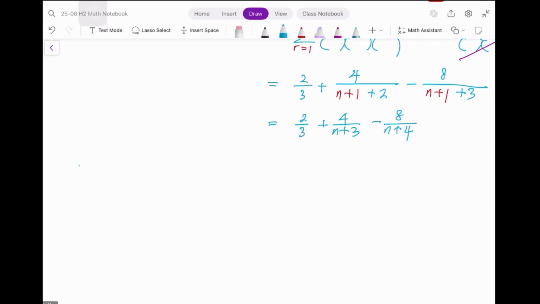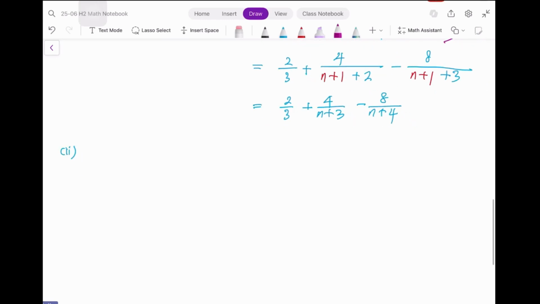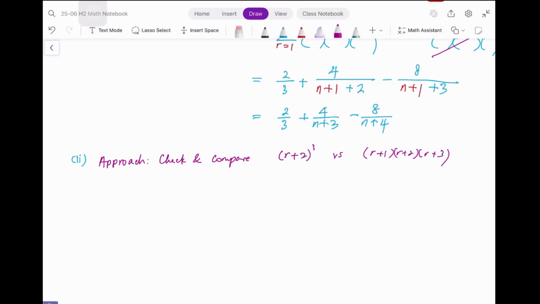Yeah, you refer to the question, because I cannot scroll up and down, but the approach is you check and compare this: (r plus 2) cubed versus (r plus 1)(r plus 2)(r plus 3). If you break it out, it is r plus 2, r plus 2, r plus 2, then over here you have r plus 1, r plus 2, r plus 3. What are we comparing? Technically this is pretty much the same, correct? So we are comparing the wings. Okay, so let's analyze the wings. Let's consider this.